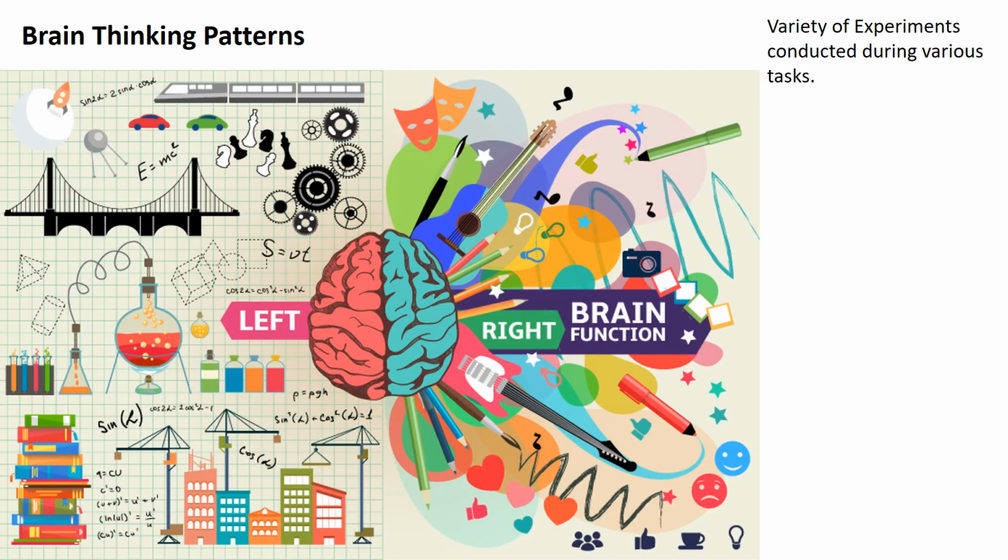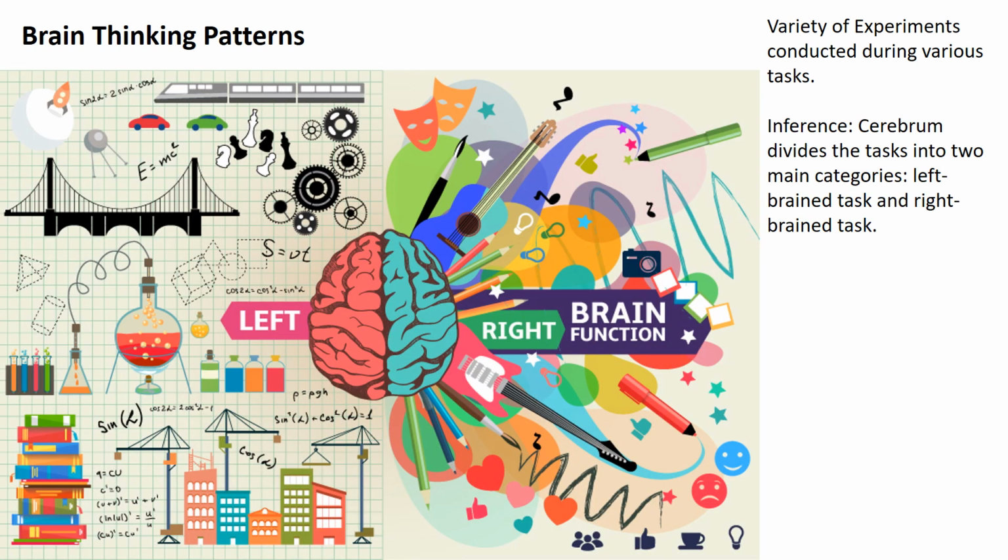that we see now have been arrived at by conducting multiple experiments on the human brain and studying waves and the behavior pattern when doing those tasks. The final inference of the studies was that the cerebrum divides the task into 2 main categories. One is left brain tasks and the other is right brain tasks.